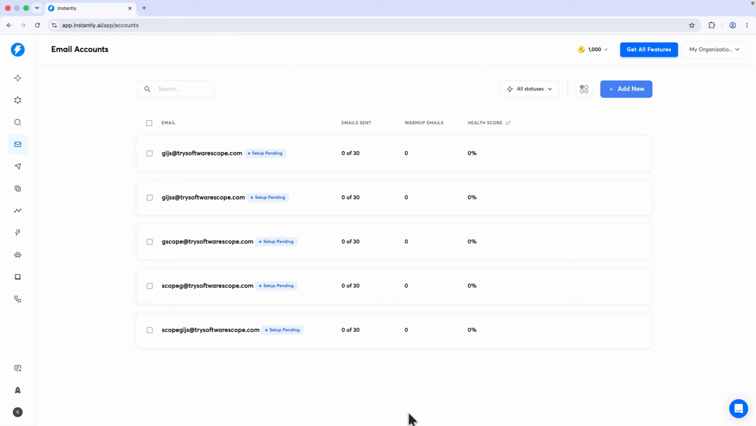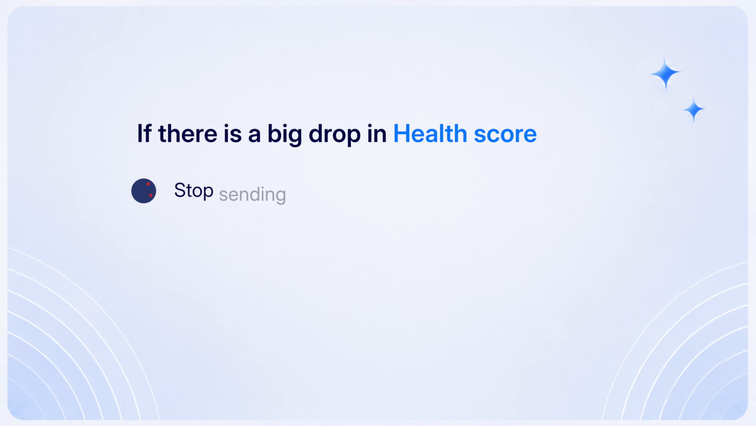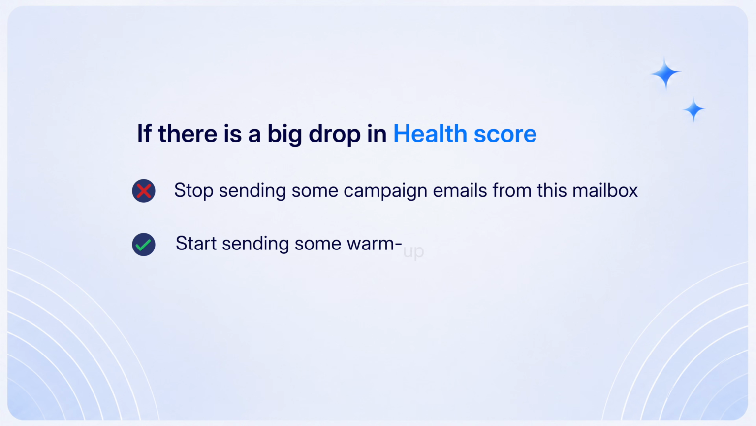Now one more thing to watch out for here is the health score. Over time, it's going to start sending emails, not just warm-up emails, but in some time we're also going to start running our campaign. So then our health score is going to be an indicator of how healthy our inbox is. If there is a big drop in health score, then just stop sending some campaign emails from this mailbox and start sending some warm-up emails to recover the health score.